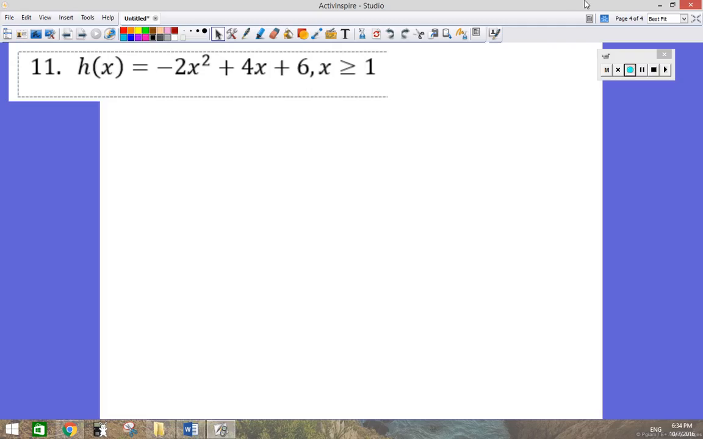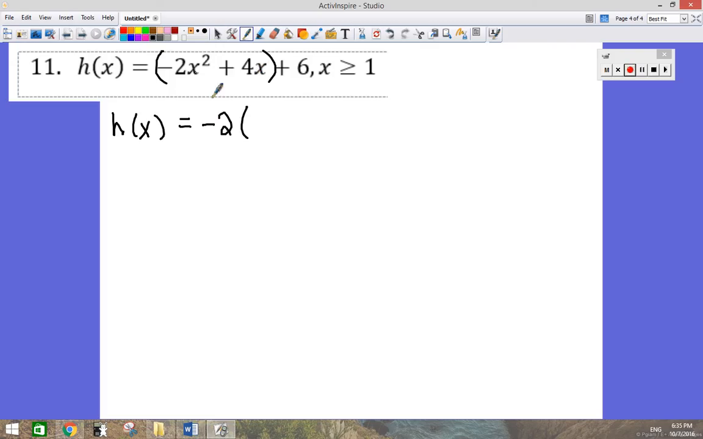This one's even a little bit more challenging than the previous one, because on our previous one, when we completed the square, the leading coefficient was 1, and this leading coefficient is -2. So this one is a little bit tougher. Let's focus our attention on the first two terms. I need the coefficient in front of x squared to be +1. So I'm going to factor out a -2 from both of these terms.